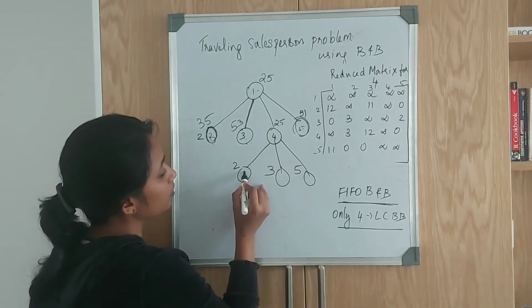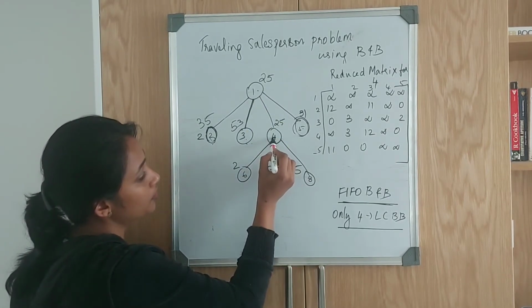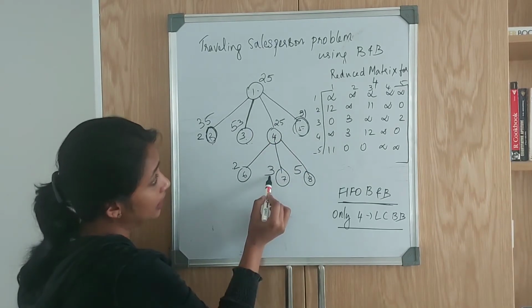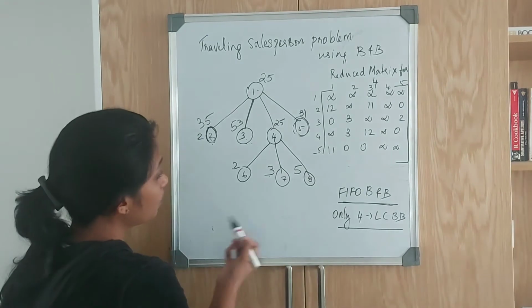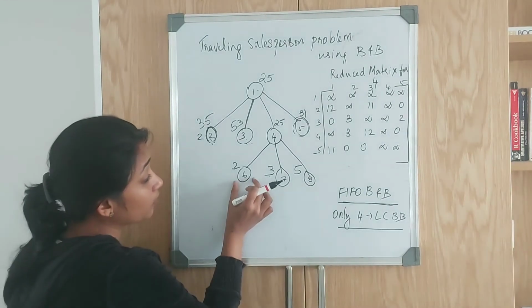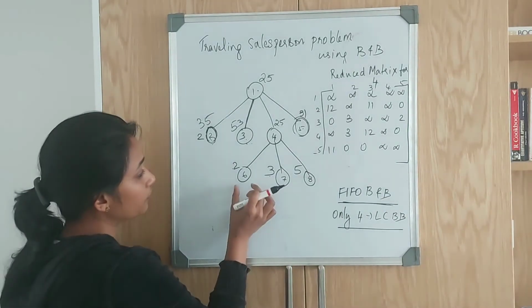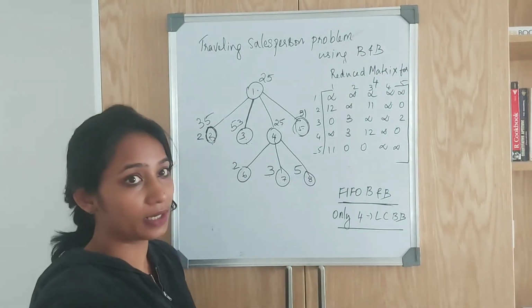So let's name the nodes as 6, 7 and 8. So from 1 to 4, 4 to 2, then you can try 1 to 4, 4 to 3, then you can go to 1 to 4, 4 to 5. So now what is the next step? You have to find the cost for 6, 7 and 8. Now how are we going to do that?